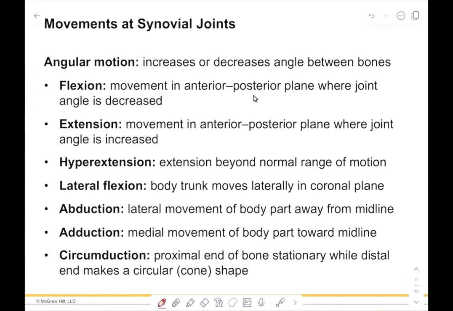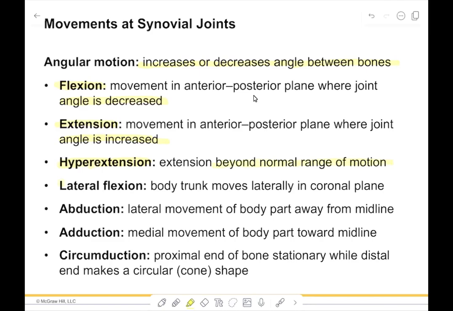The second type of movement is angular movement, where an angle is going to increase or decrease between the two bones. So the first example is flexion, and flexion is when a joint angle is decreased. The opposite of flexion is extension, and in this case, the angle is going to be increased. Extending beyond the normal plane would be called hyperextension, and this is beyond the normal range of motion.